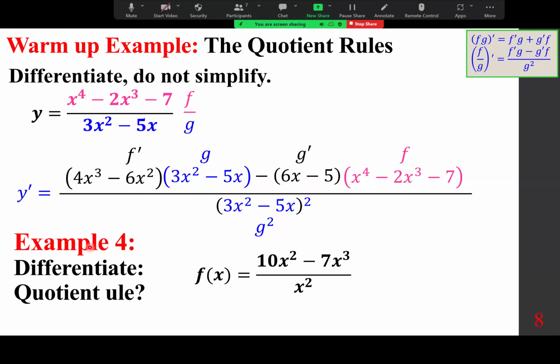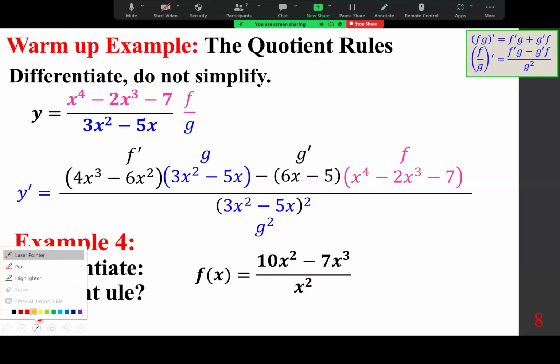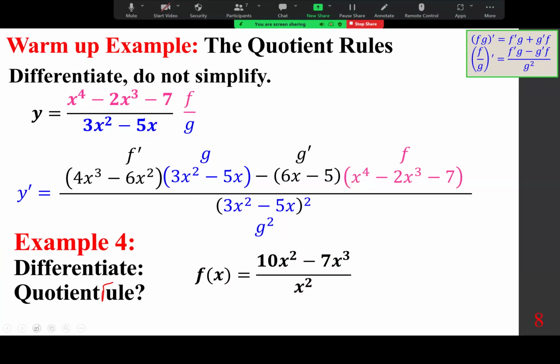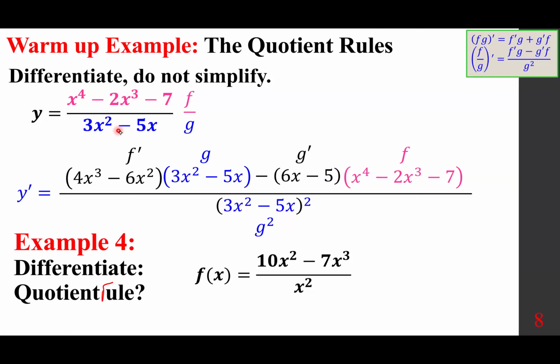Example 4. f of x equals 10x squared minus 7x cubed over x squared. Differentiate. Do we need to use the differentiation rule? That's important to understand. If you need to use a differentiation rule like the quotient rule and you try to avoid it, most likely you make it more difficult. If you don't need to use the quotient rule and you use it, in many cases you don't end up with the correct answer.